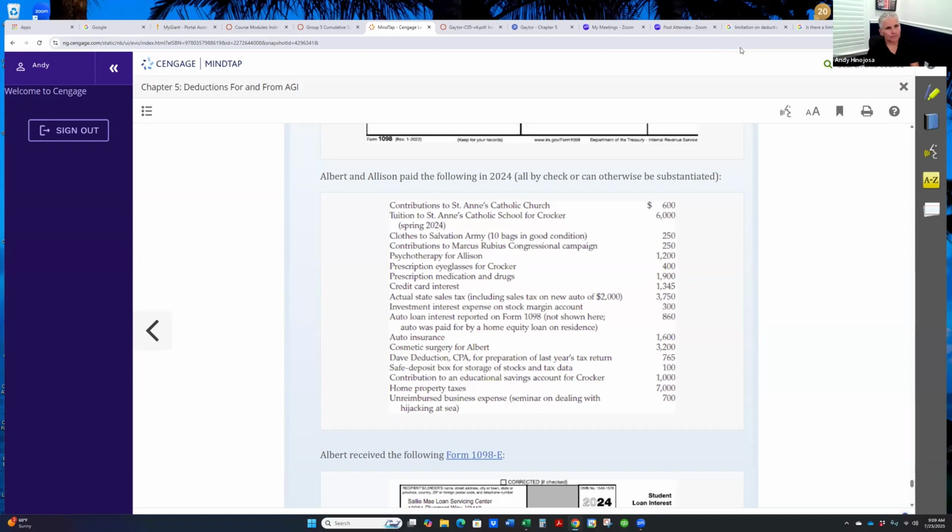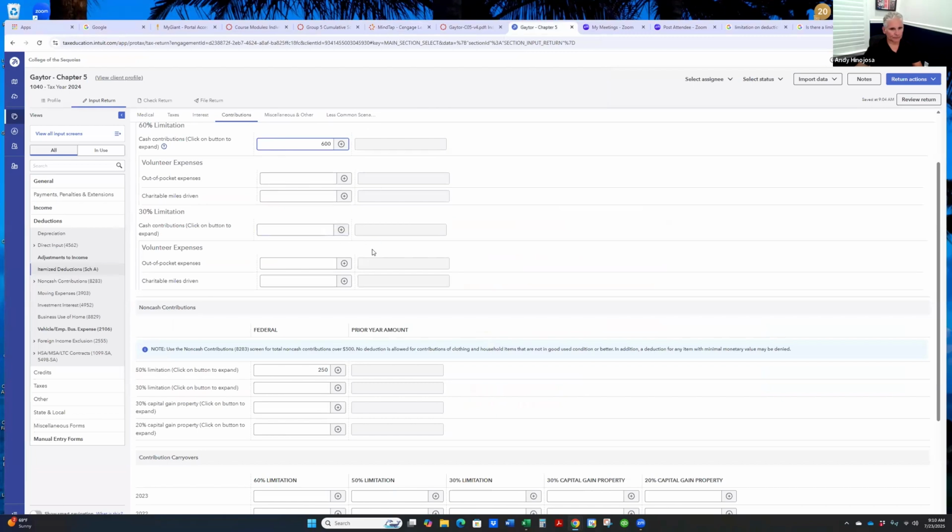Psychotherapy for Allison. Anytime you have a required, non-cosmetic medical cost, it is considered deductible, subject to specific limitations, which we'll take a look at in just a bit. But we definitely want to enter this into the system. And the good news is the system will look at the limitations and help us figure out whether in fact it did become deductible or not. Psychotherapy for Allison, $1,200. Let's enter that into the tax return.